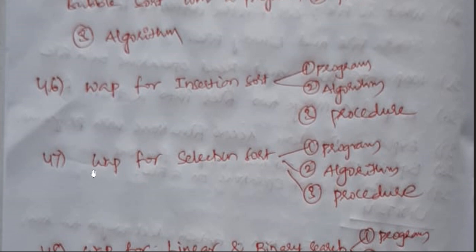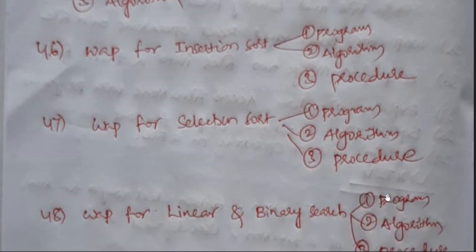Okay, next in a similar way they will ask for selection sort. In that sort we arrange the elements in ascending or descending order. For that they may ask a program or algorithm, steps of instructions in simple language is an algorithm, or they may ask a procedure, that means numbers with explanation.